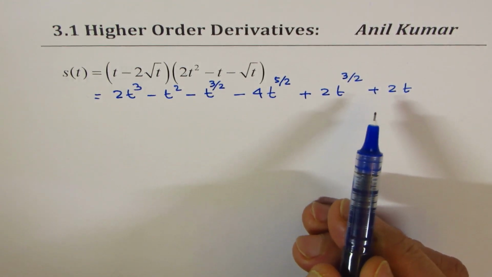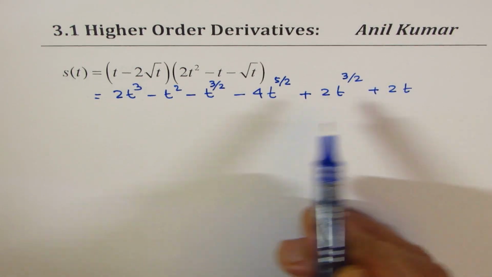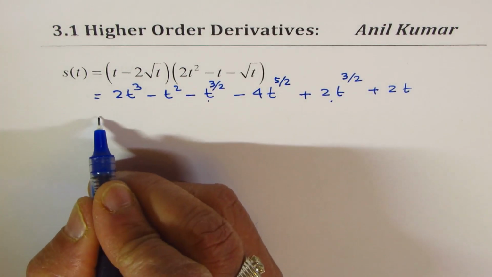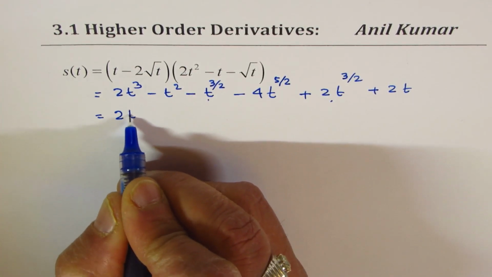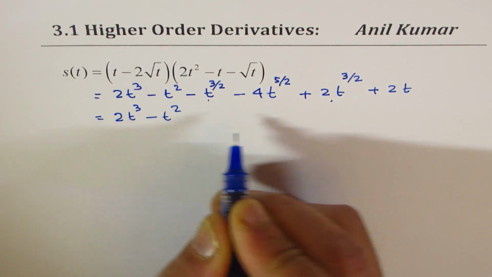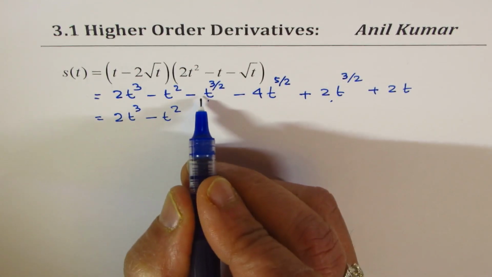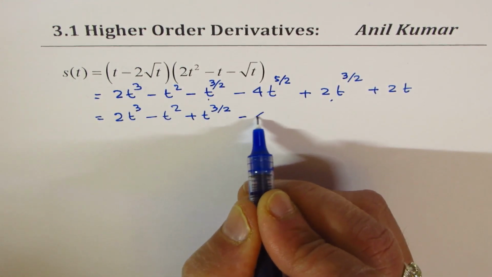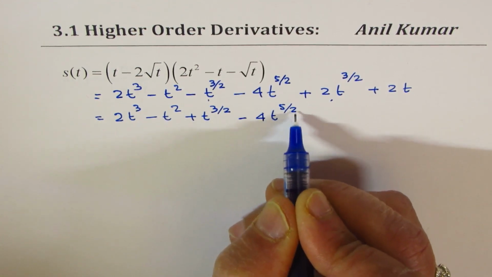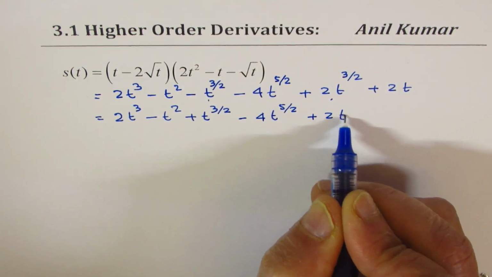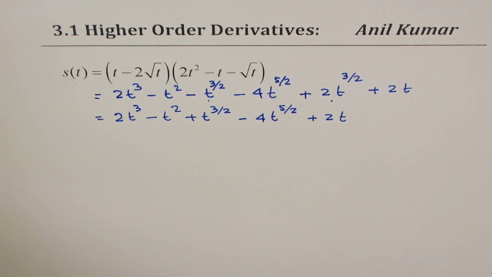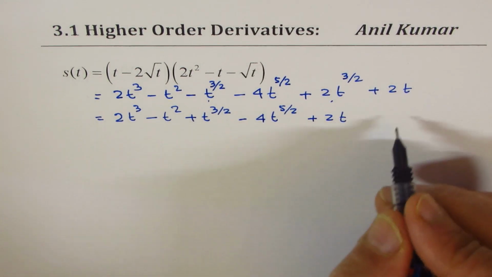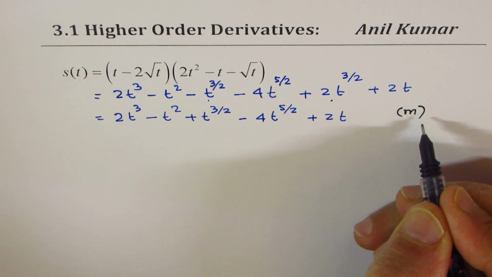Now you have 6 terms, okay. But the derivative of these 6 terms is much simpler. You can always combine these two and then rewrite the function as 2t cube minus t square plus 2t minus, this gives you plus t to the power of 3 by 2 minus 4 t to the power of 5 by 2 plus 2t, correct? So that becomes your equation in simplified form for displacement, right? So displacement units are going to be in meters, for example.